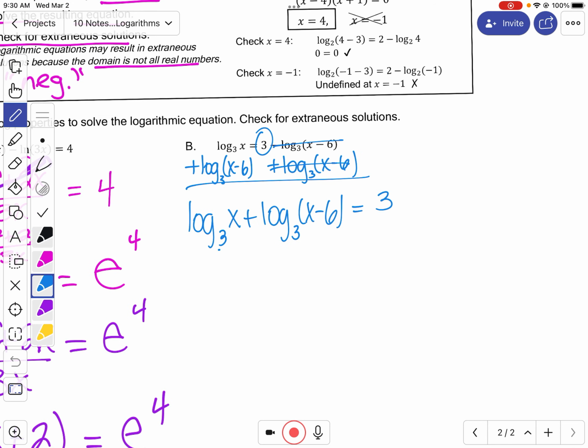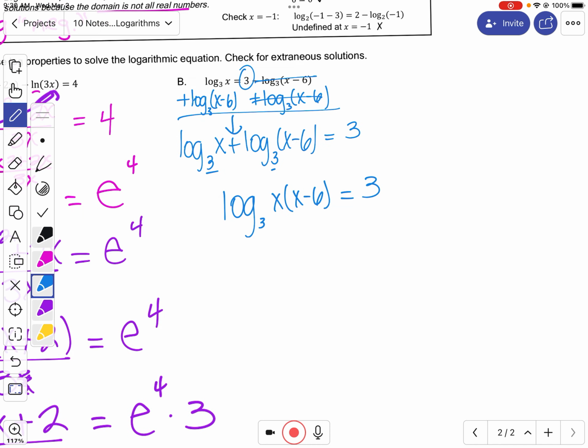So I moved all my logs to one side. Now I can condense it since my bases are the same. So I'm going to write one log, base 3. And when I'm adding, remember you multiply. So that's going to be x times x minus 6 equals 3. Now, you can go ahead and put a base on both sides if you want to do it that way, or you can rewrite it. So I'll go ahead and use the rewriting method on this one since we did the other method on the last one. So you can pick. I don't really care which way you do it.